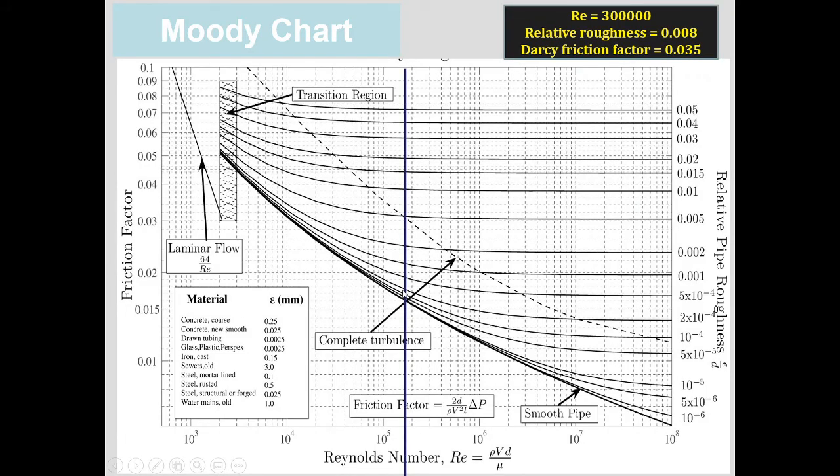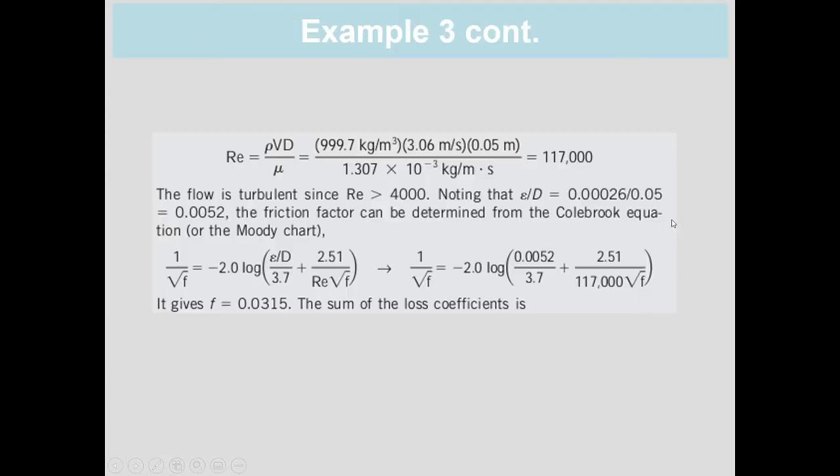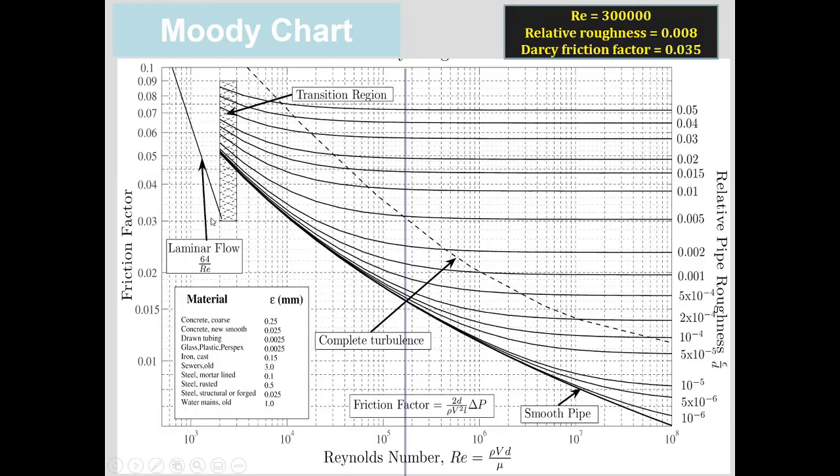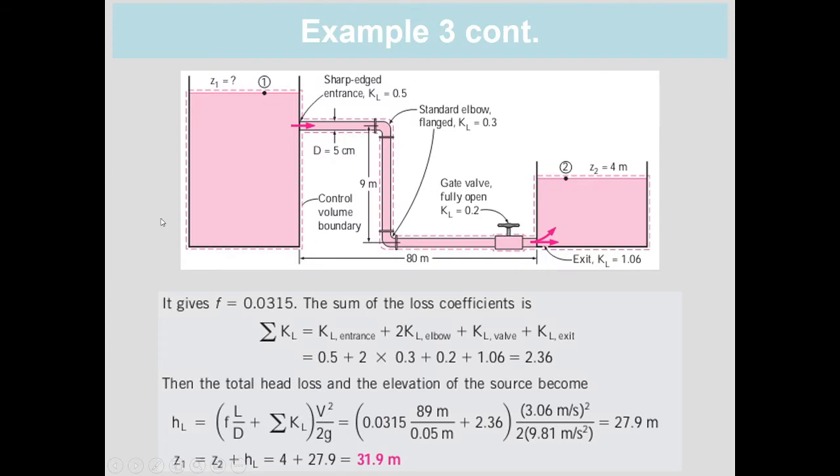Again, using these two pieces of information, 117,000, about this line, and for the second, 0.0052, I think about this line. The intersection is here. Project it to the y axis. It's about 0.032. So f is equal to 0.0315. This is for major losses.